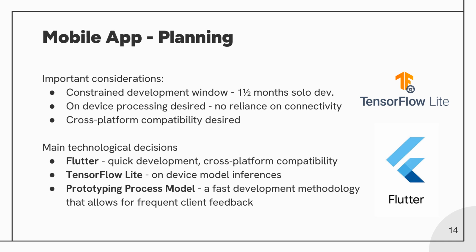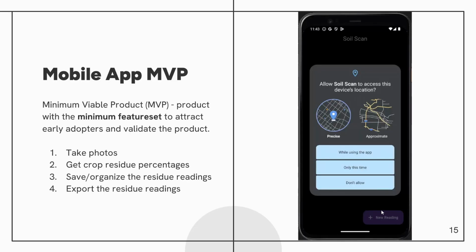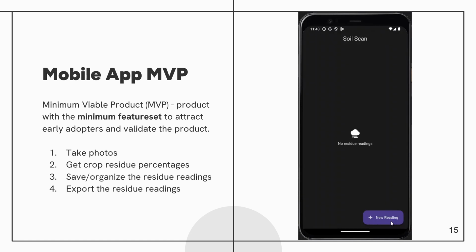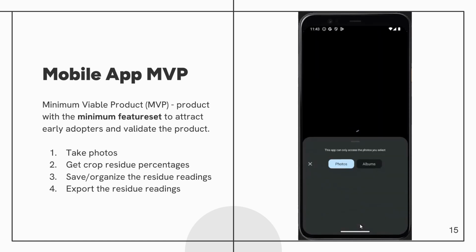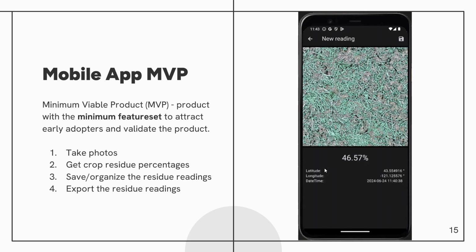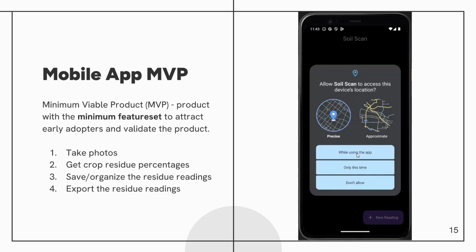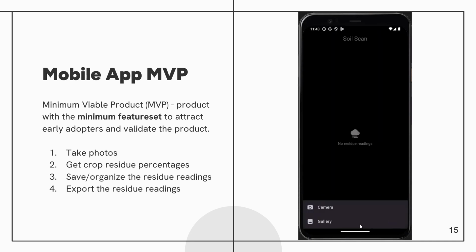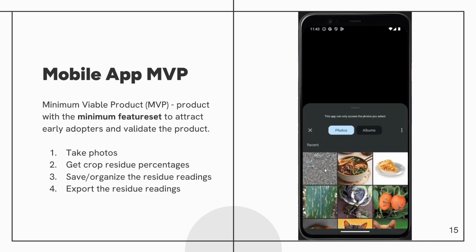So with these considerations in mind, I chose to use Flutter to build the app because of its fast development time and cross-platform compatibility. I chose TensorFlow Lite for the on-device capabilities. And finally, I used a prototyping process to speed up development and get quick feedback. For the prototyping process, these were the 4 features that I deemed as the minimum feature set. They're just taking a photo, getting the percentage of the crop residue from that photo, saving the residue readings in an organized manner, and finally being able to export the readings to an external drive or device.